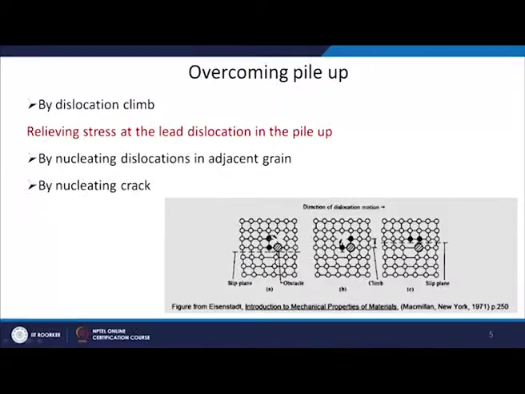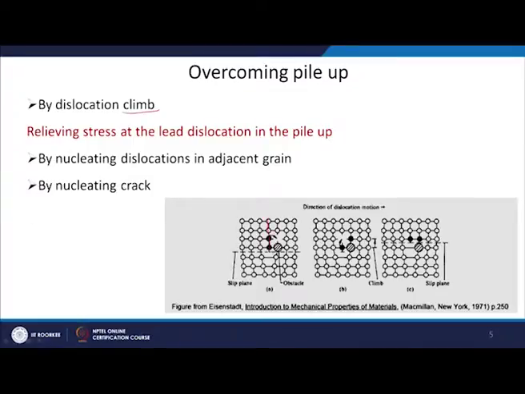Now, my dislocation can also overcome this pile up. As I told you, if a car comes and sees that there is a pile up, or a queue of cars, it will try to take some other route. That is what a dislocation can also do. For example, one of the mechanisms is called dislocation climb, which is dependent on the vacancy concentration in the material.